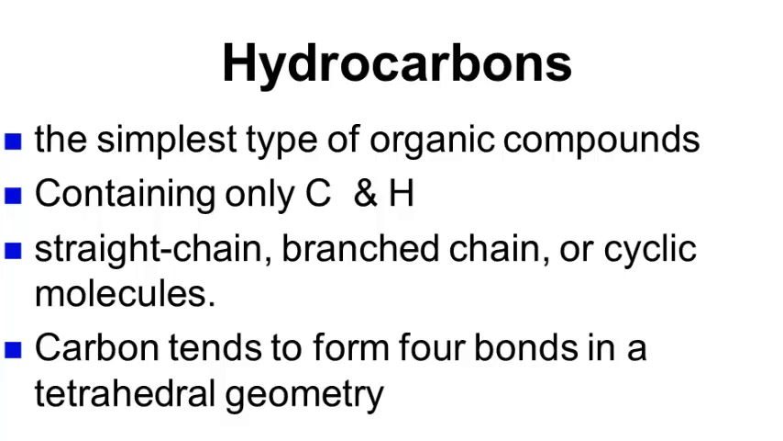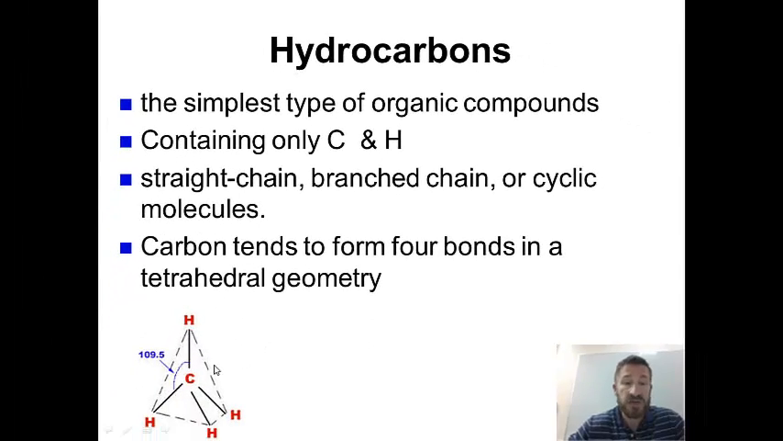Carbon compounds tend to form 4 bonds to have a tetrahedral geometry. Now here we see carbon bonded with 4 hydrogens, and we see it has a tetrahedral arrangement with a 109.5 degree angle.